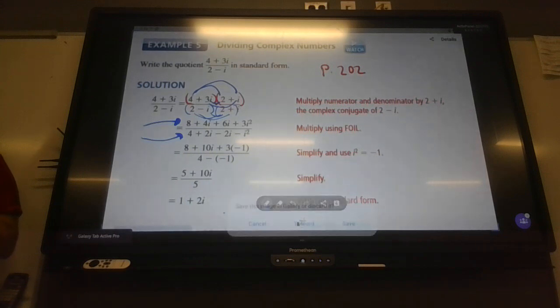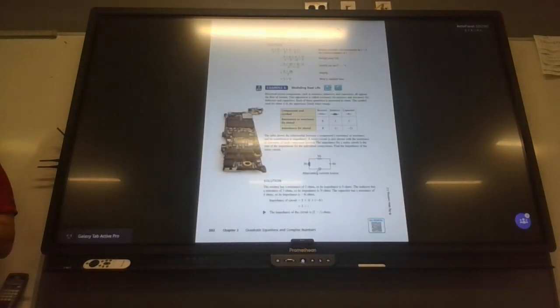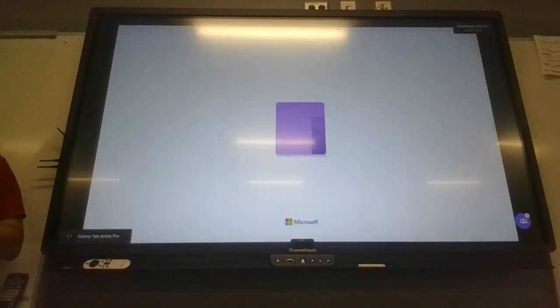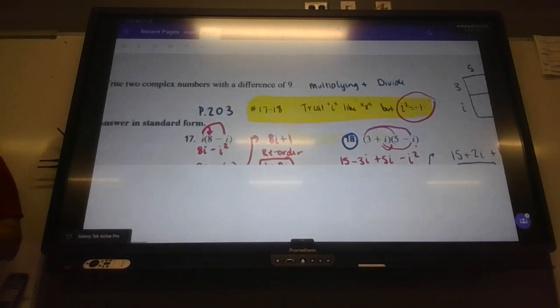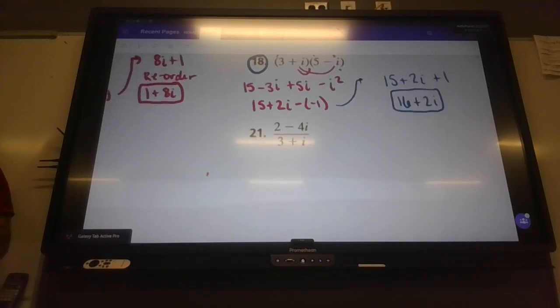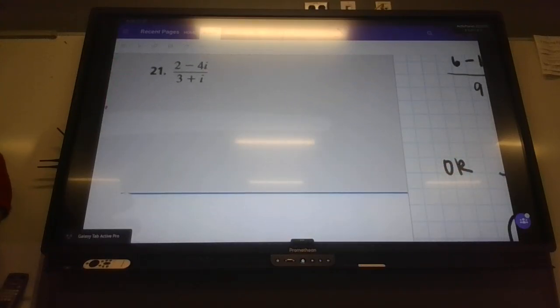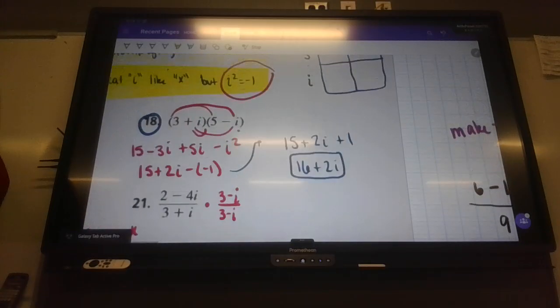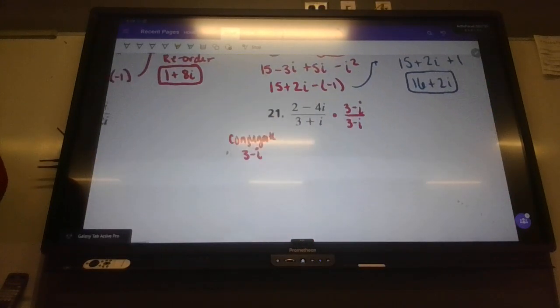Let's try one, number 21. Can we do that one? Kind of like what they did on the last one, like the example. This one, 3 minus i. The name for that is conjugate. This is 21, the same page we were just on, 203.